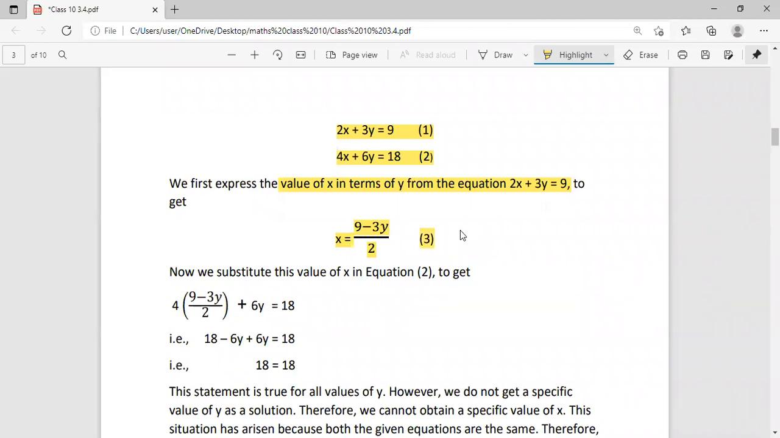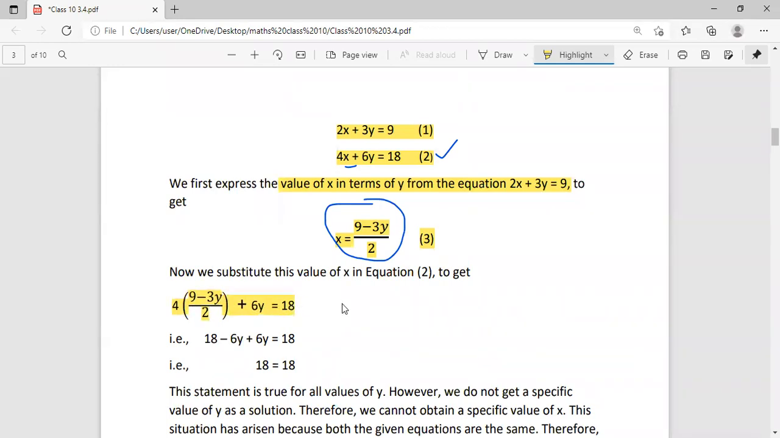In the substitution method, first we are writing the value of x in terms of y. That was the first step. What is the second step? Now we are going to substitute this value of x in the second equation. So here, instead of x, we are writing this. So that is 4 into (9 minus 3y) by 2 plus 6y is equal to 18.